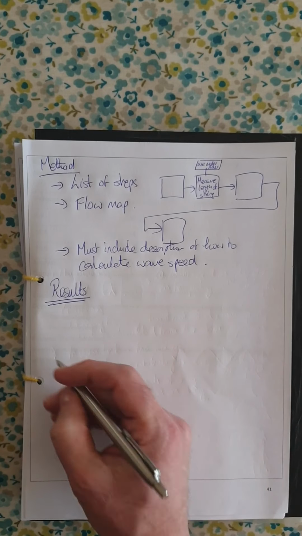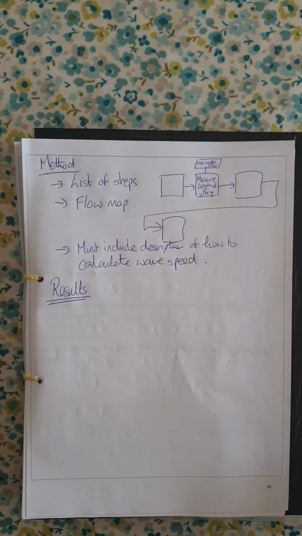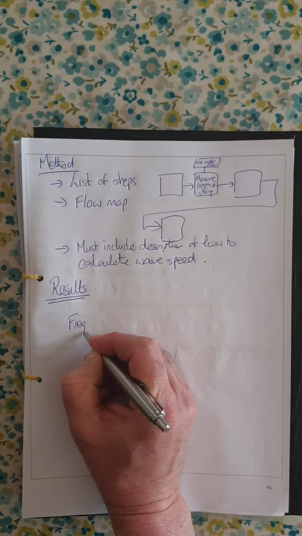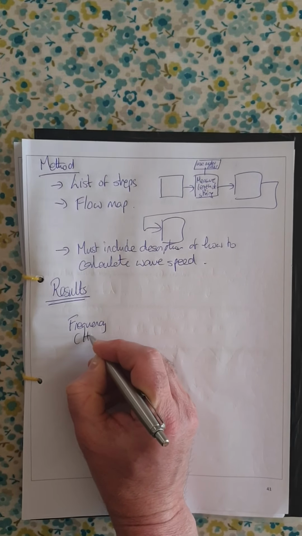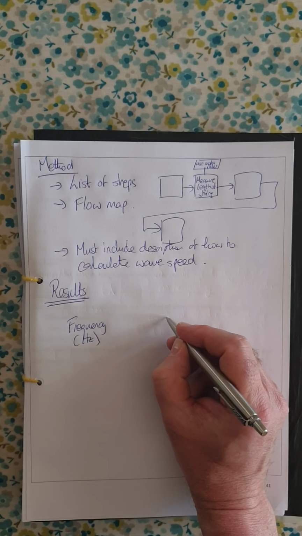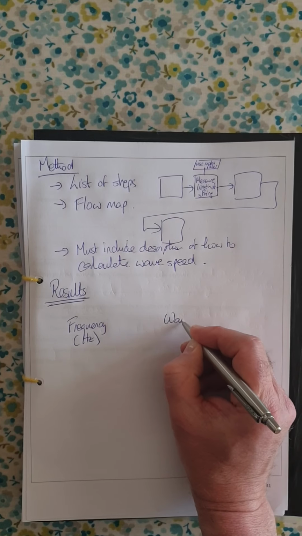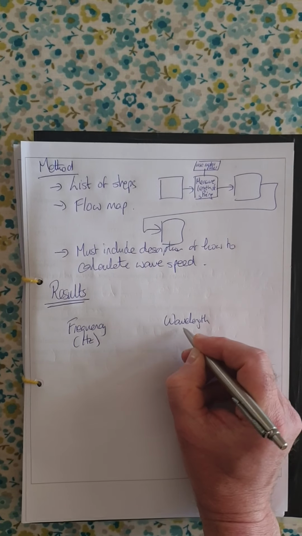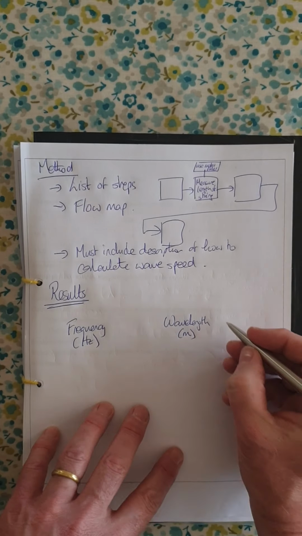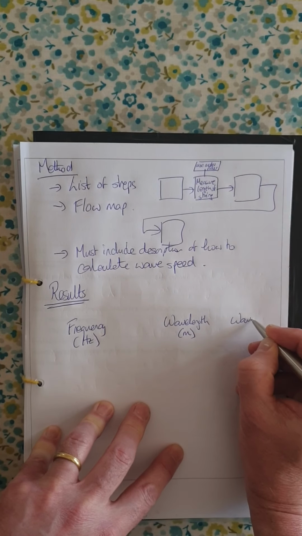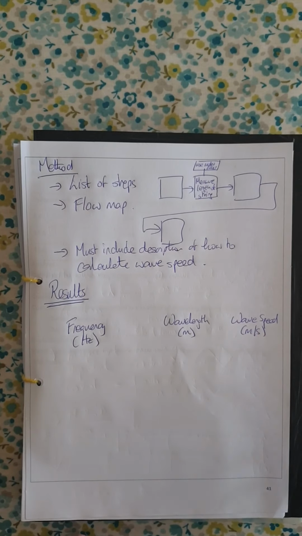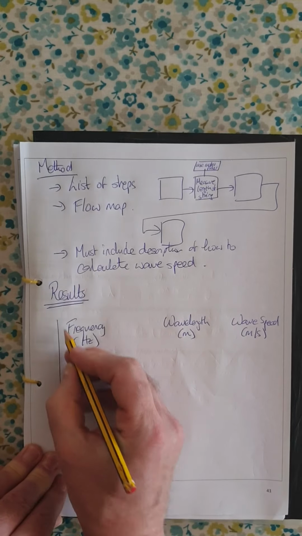So the results table, what would we need? Well, we need to have frequency, which is measured in hertz. We need to have the wavelength, which is measured in meters. And eventually we're going to have the wave speed when we do our calculation.